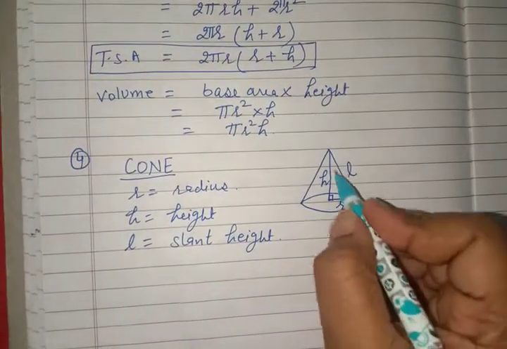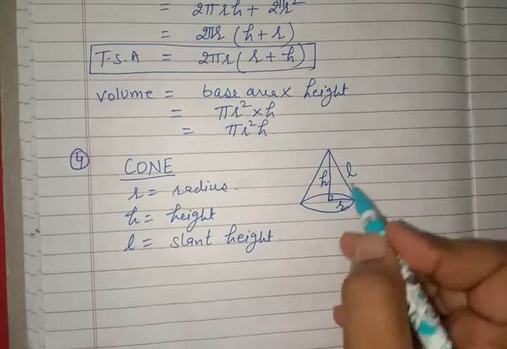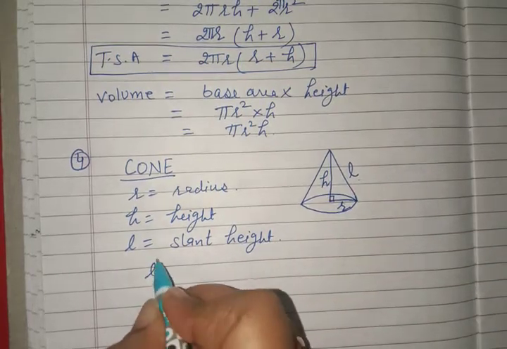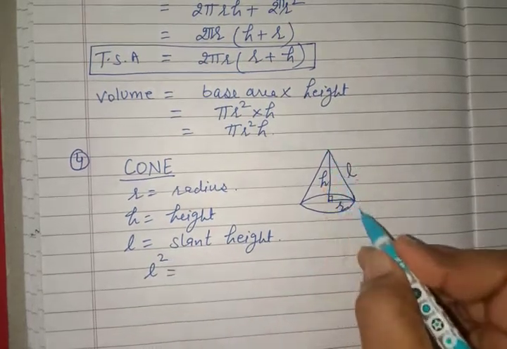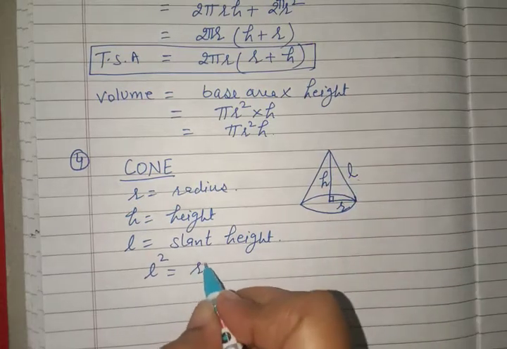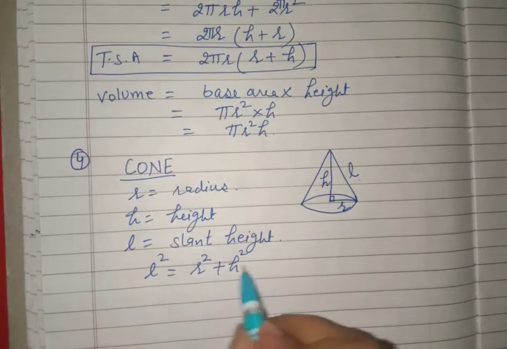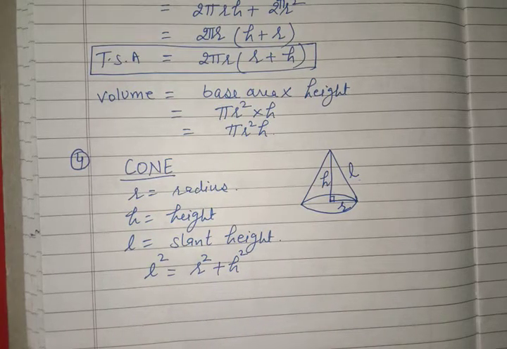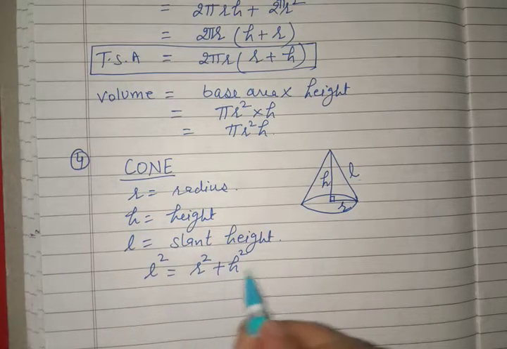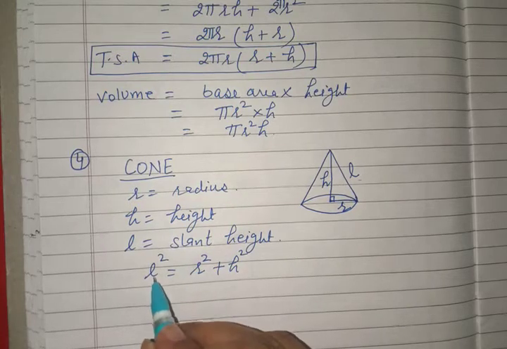So there are three variables, r, h and l. If you apply Pythagoras theorem, you will get l square is equal to base square plus height square. So l square is equal to r square plus h square. This is one of the formulas that we'll use. If two things are given to us, we can find the third one.